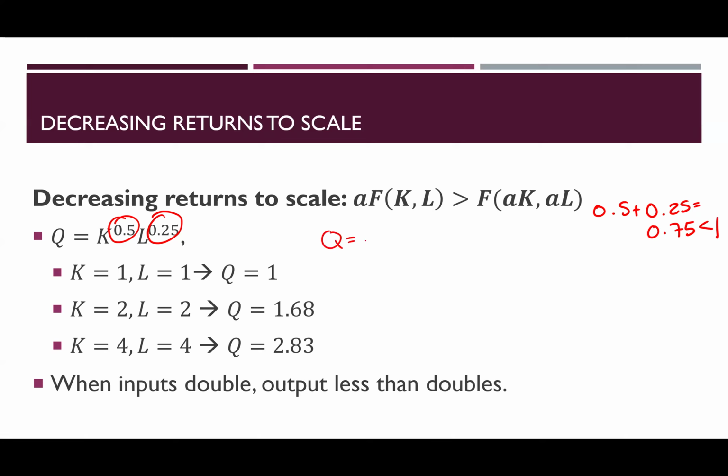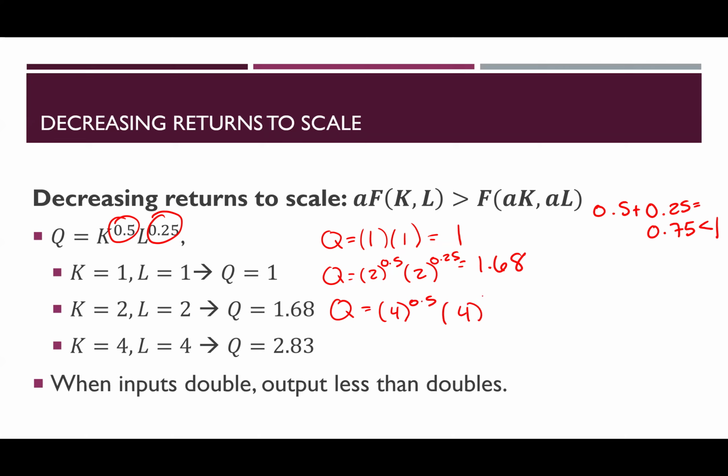So if we have quantity equal to K to the 1/2 times L to the 0.25, and we have 1 unit of each, we'll have 1 times 1, so that gives us 1 unit of output. If we double capital and labor, we'll have 2 to the 1/2 power times 2 to the 1/4 power. That's going to get us 1.68, right? So we've doubled capital and labor, but output has less than doubled. And then if we double our inputs again, we'll have 4 to the 1/2 power times 4 to the 1/4 power, and that is going to give us 2.83. And again, we see that output less than doubles.